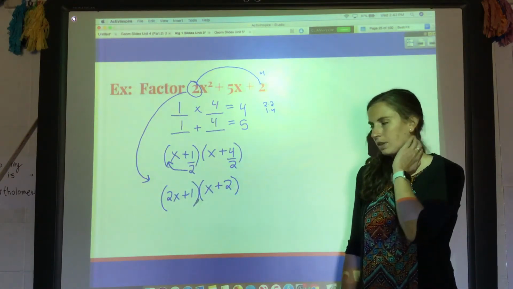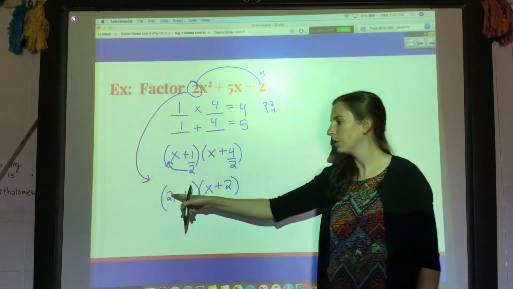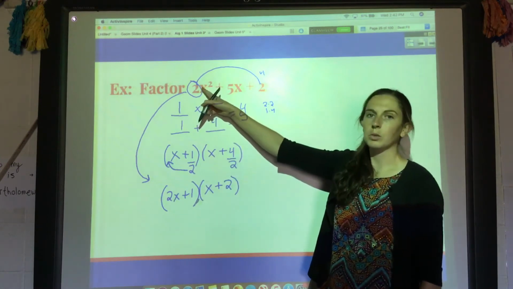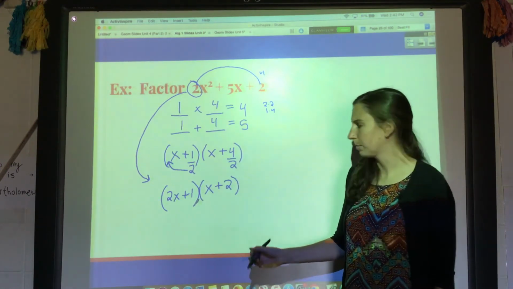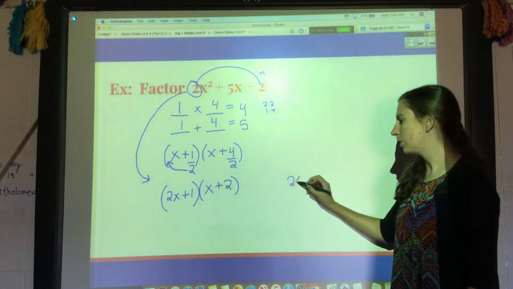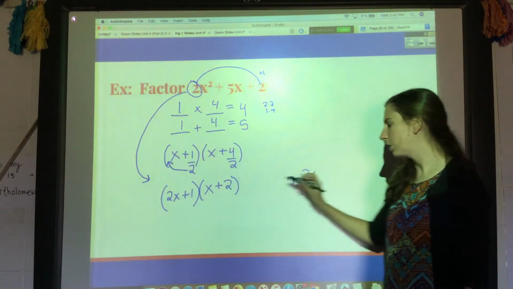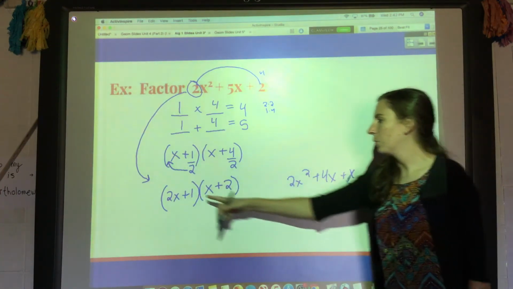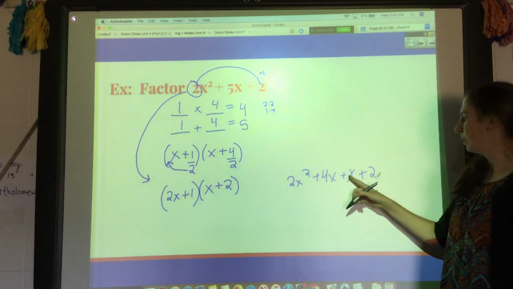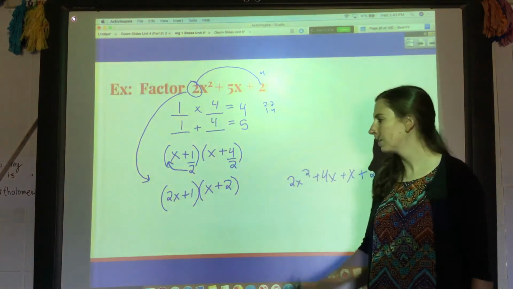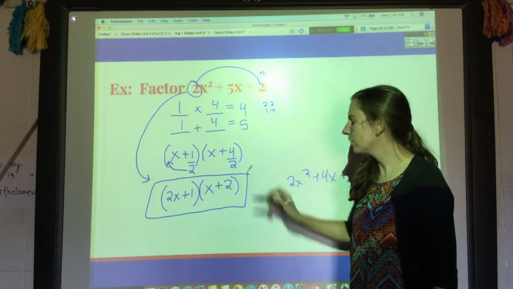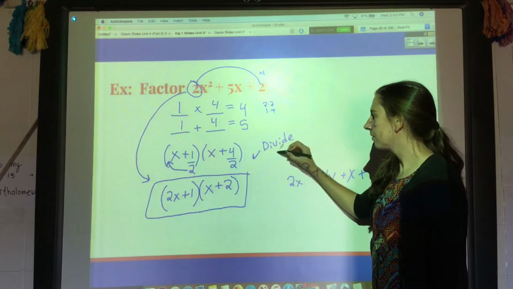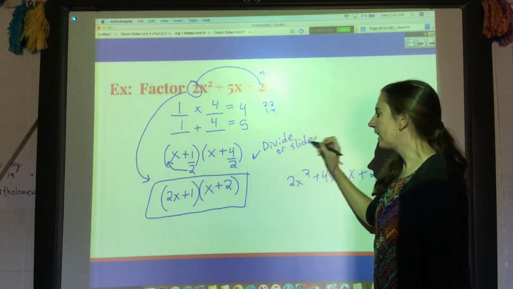All right. The reason that was helpful is now that I have a 2 in front, when I do 2x times x, I get 2x squared. Let's go and check and make sure the rest works. 2x times x is 2x squared. 2x times 2 is 4x. 1 times x is 1x. And 1 times 2 is 2. And if you combine these two, you would get back to the original. So these are my final 2 factors. And again, right here, you have to divide or slide with the leading coefficient.